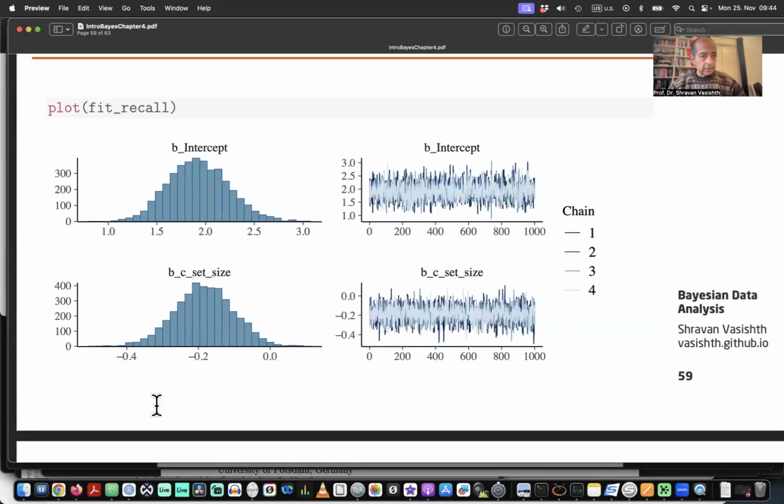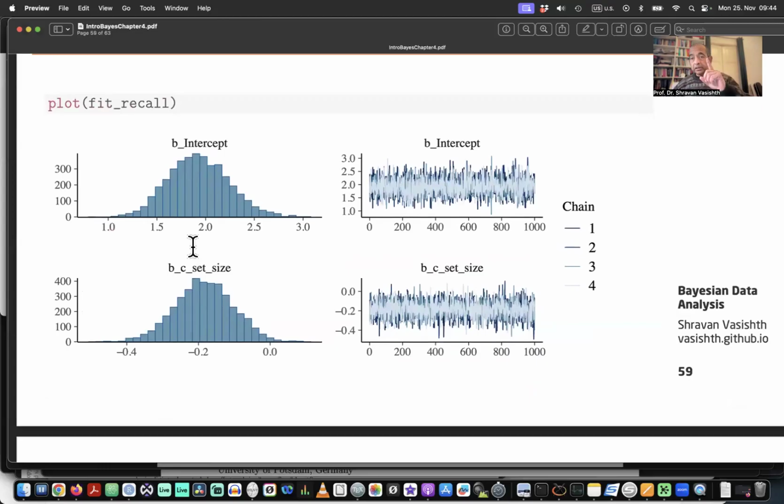So let's look at this. This is all now in log odds space, by the way. We are looking at the posterior summaries in log odds space. Now, as human beings, it's hard to interpret what these log odds tell us, right? So the intercept is telling me the grand mean log odds, right? For the average set size, what is the predicted log odds? I don't know what this means in probability space, but I can work it out with the plogis function.